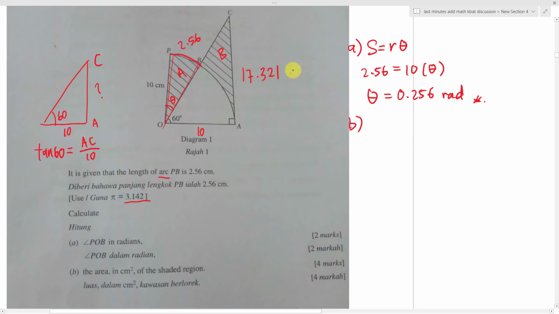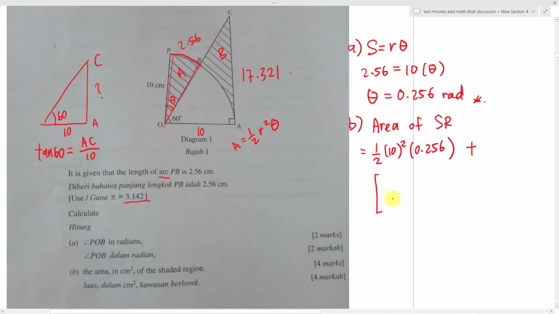Alright, so yeah, now I can find the area of the shaded region. So I will say area of shaded region. I write a short form here, but in the exam, please write the full form. I will find the area A first. The area of sector formula is half r squared theta, just in case you do not know. So here will be half, my r is 10 squared, my theta will be 0.256.